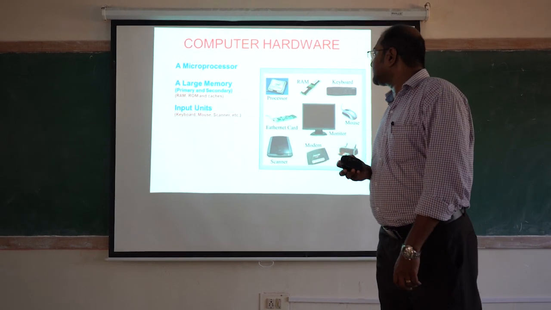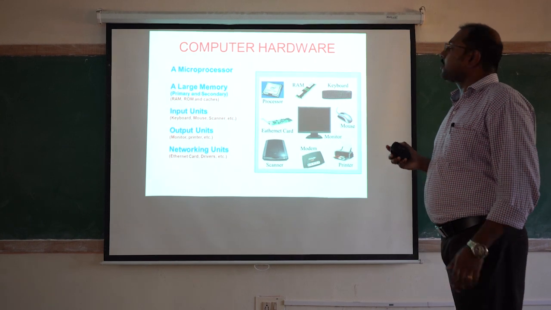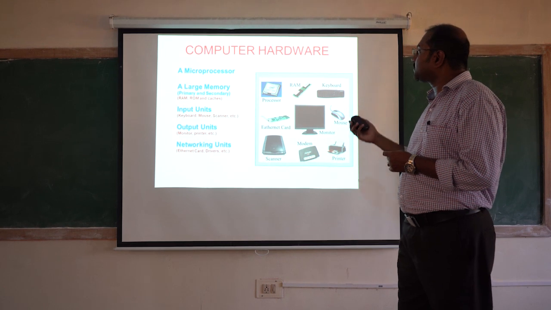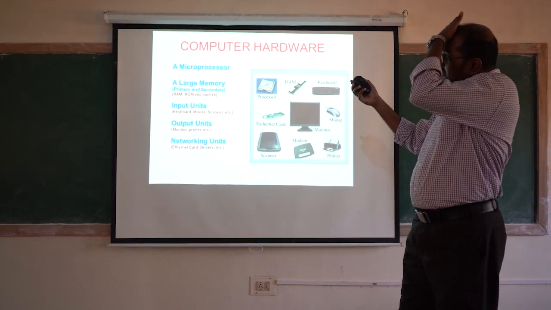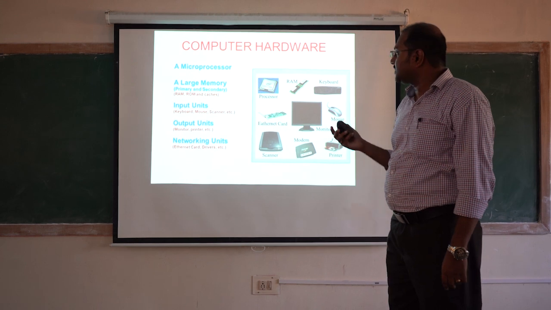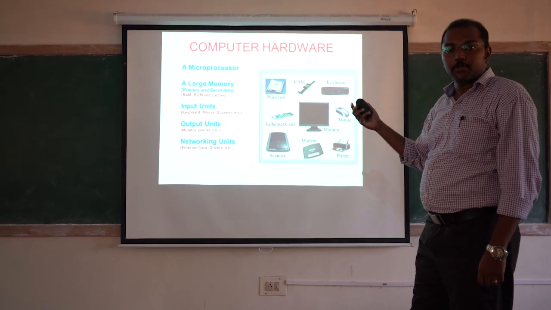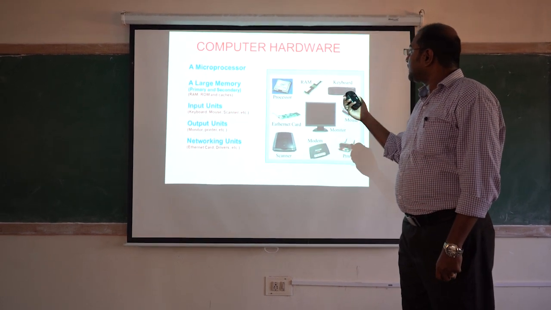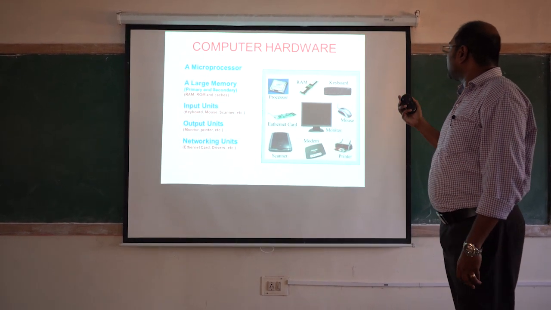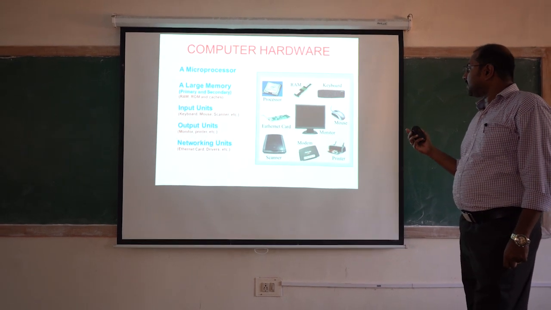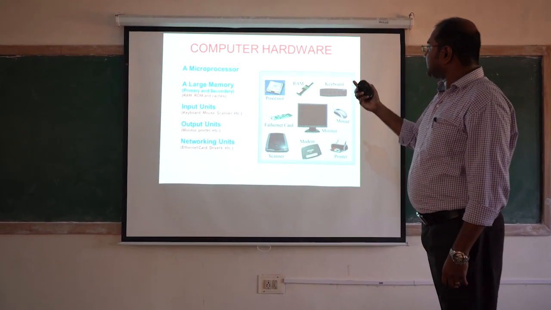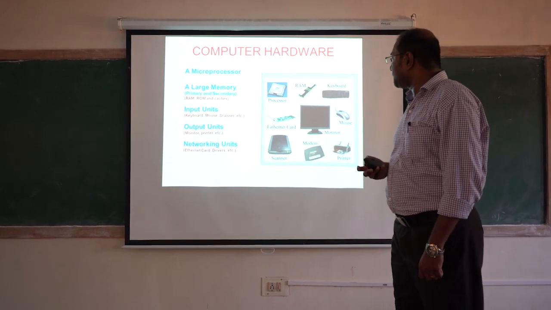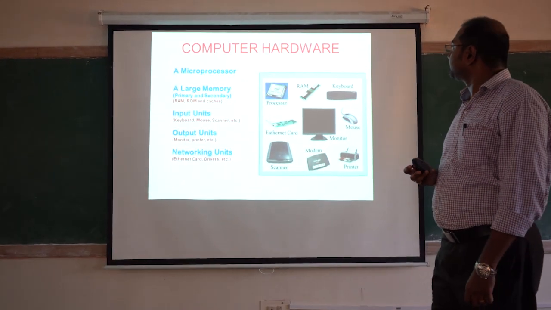Commonly, we consider what the common computer hardware parts are. One is the microprocessor. Next are the RAM, ROM, and cache memories, input and output units, and networking units, such as keyboard, mouse, monitor, printer, scanner, and Ethernet card. These are the different types of hardware components present in the embedded system.